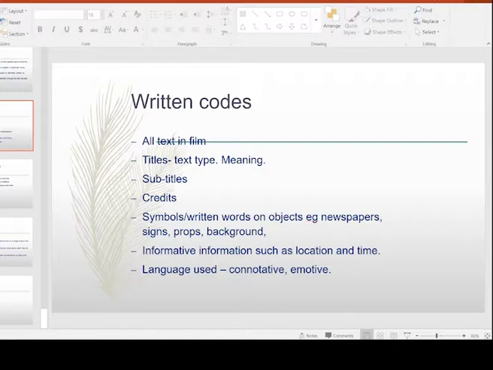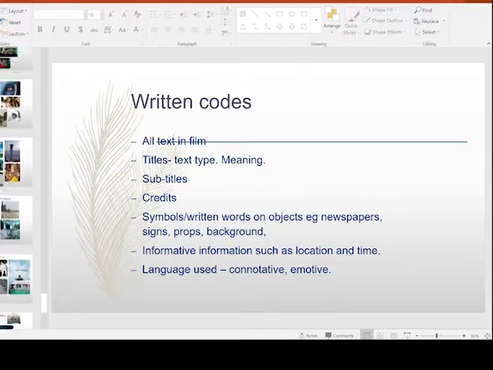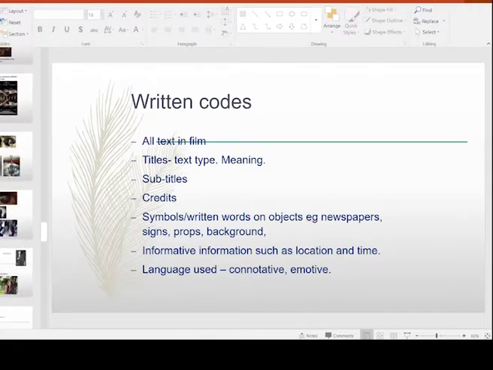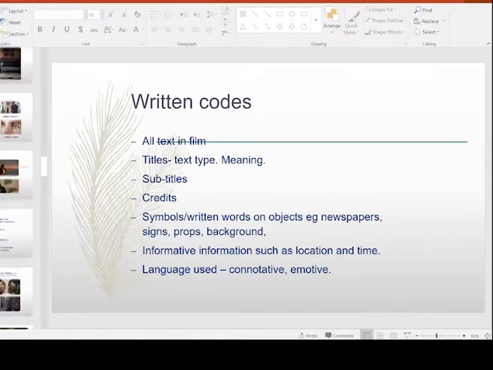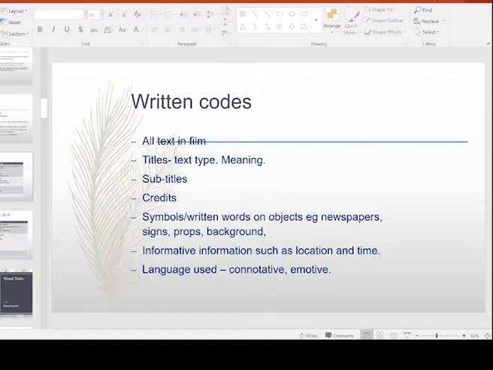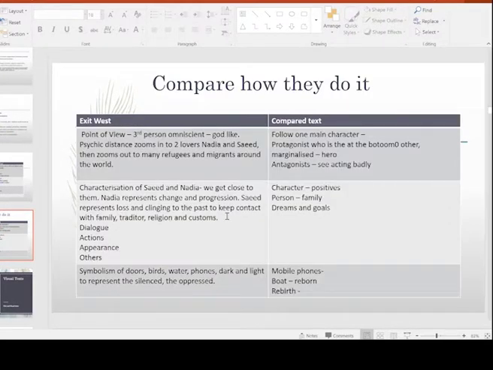But you can't talk about it all. So you have to choose what you're going to talk about and what's going to be the best things to compare. As I said before, probably the most powerful things to compare in your text are going to be those three main areas: point of view, who we follow, who we get close to, the characters, who we grow to love, who we bond with, and the symbolism. All right.